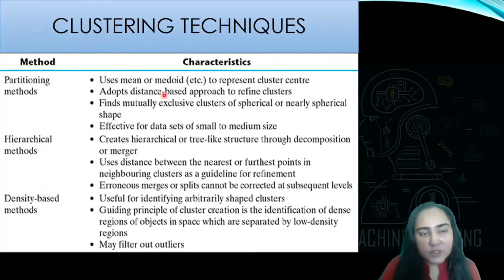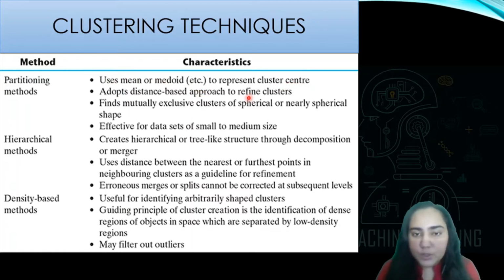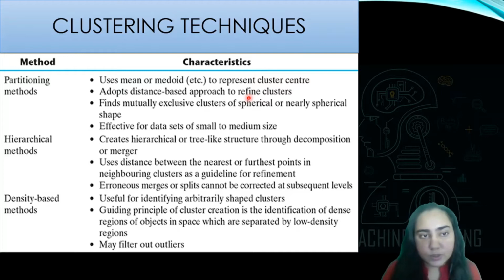In partitioning methods, you have to use the mean or medoid to represent the cluster center. You probably already know what mean is. It is the average, right? So if you have a cluster of points, you will just take the average of those points and find the center for that. But in medoid, you find one of the points and pick it as a center. And that's what you do in partitioning methods, in mean and medoid.